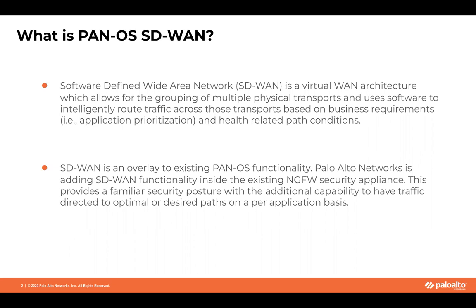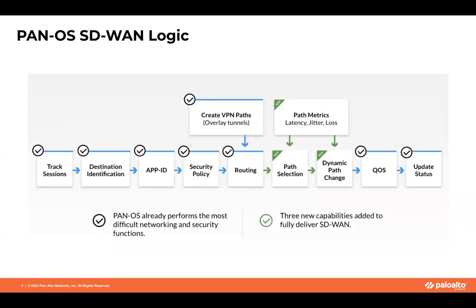From that perspective, basically PANOS SD-WAN functionality has stayed the same. The three things that were added as a part of the PANOS SD-WAN logic are the three selections we see here. So path metrics, the capability to measure latency, jitter, and loss, and then the capability to select path selections and then dynamically change those paths if there's a path degradation.